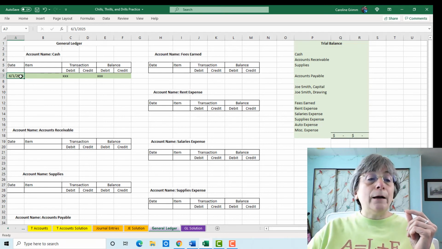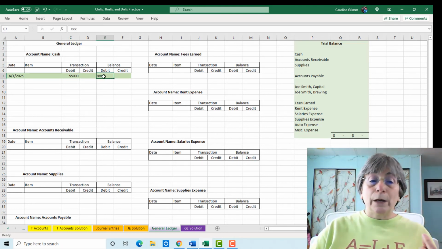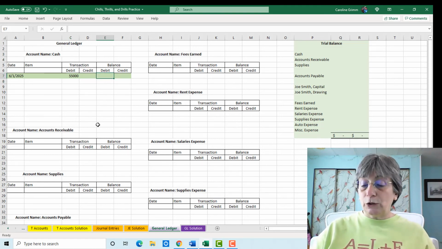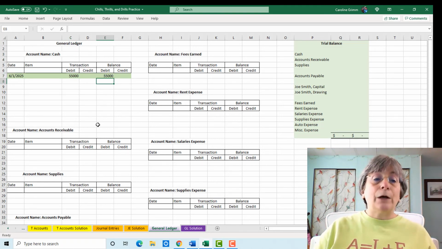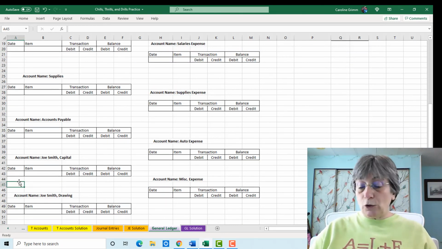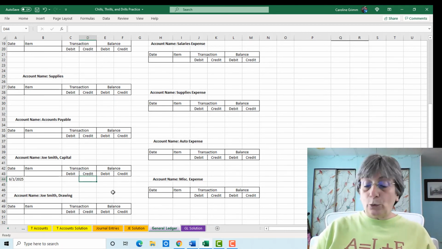So let's say we have our first transaction that we just mentioned, and it was a debit to cash for $55,000. We're going to get rid of our little X's here that were just a placeholder. So we're debiting cash for $55,000. It is our first transaction, so we know that our balance is $55,000. And then we'll jump down to our capital account where we are going to enter our date. And we're going to enter that credit that we did in our journal entry for $55,000. And our balance will be $55,000.